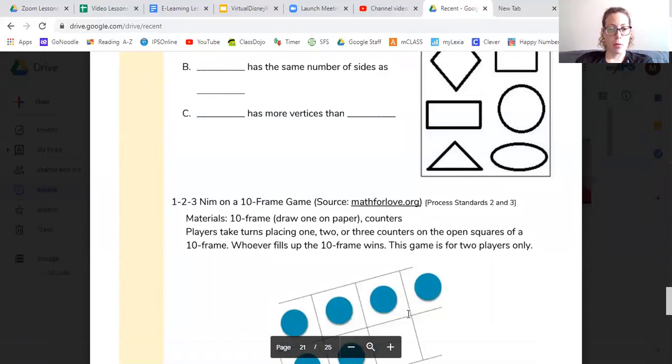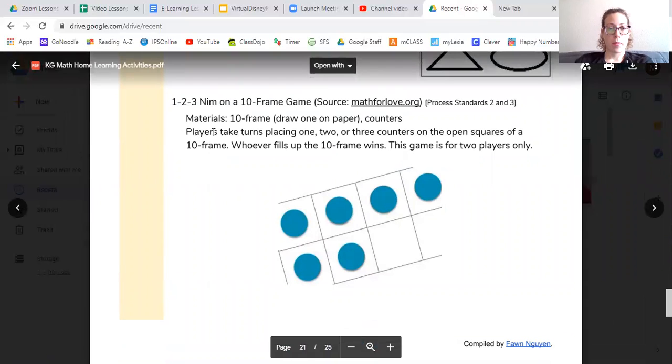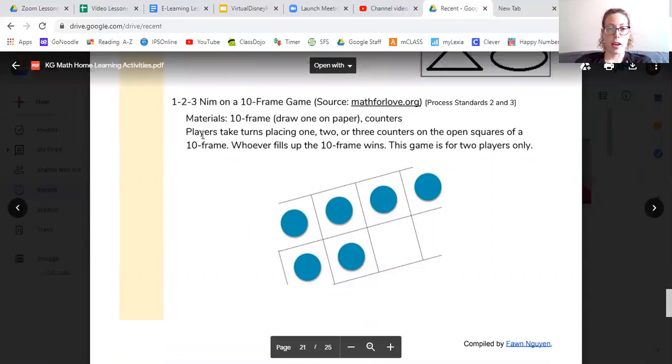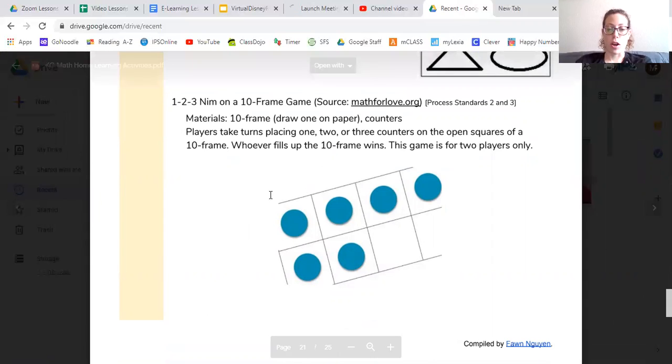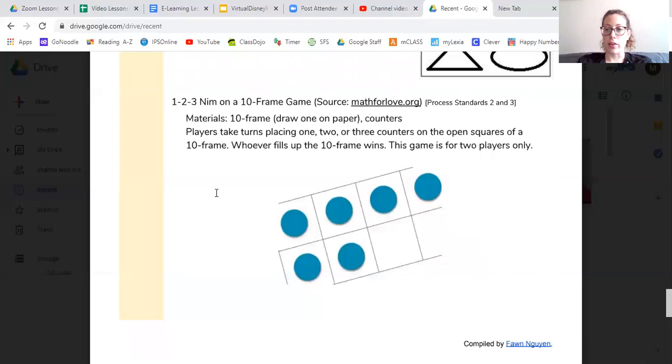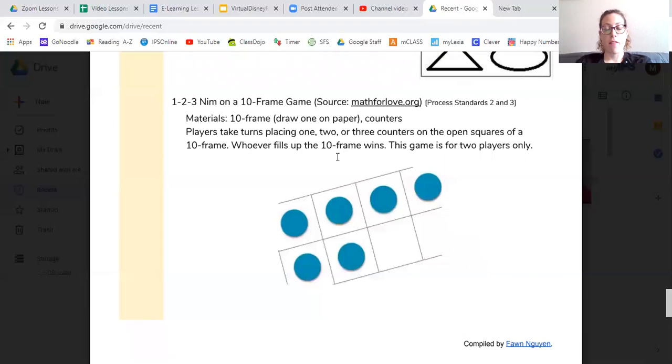And the last problem for today's homework, it says you need to have a 10 frame and counters, and you can draw a 10 frame on a piece of paper, and this is a game you can play with someone in your family. And players take turns placing 1, 2, or 3 counters on an open square of a 10 frame. Whoever fills up the 10 frame first wins. And it's for 2 players.